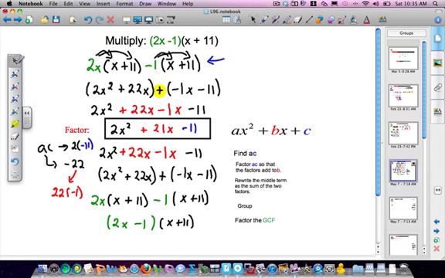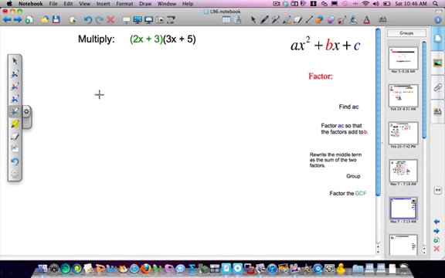So we have factored a quadratic trinomial whose leading coefficient is not 1. And we did it by reversing the distributive property. Let's look at another example.